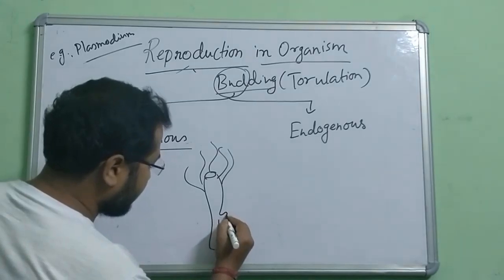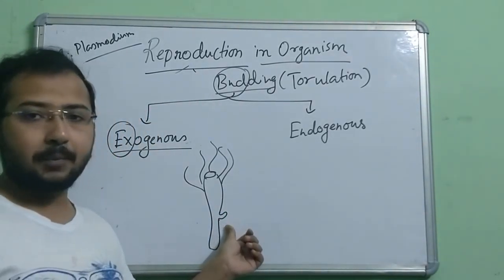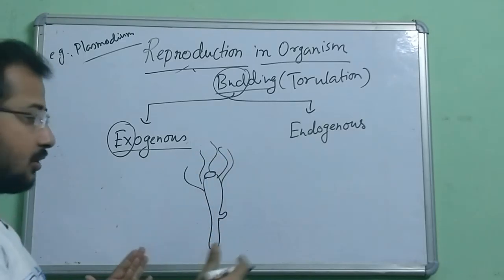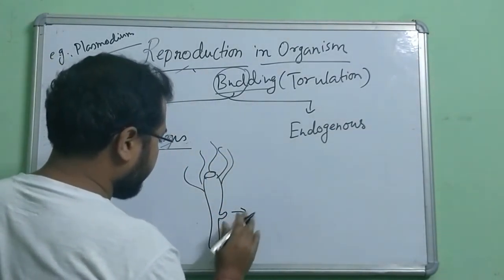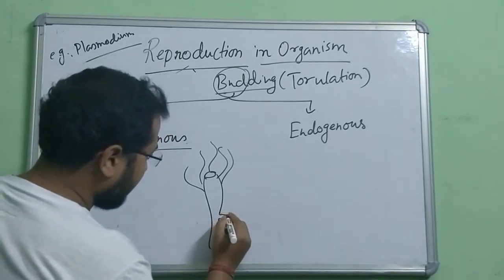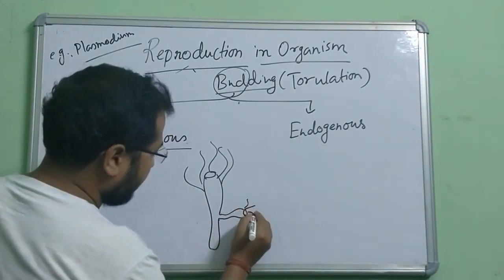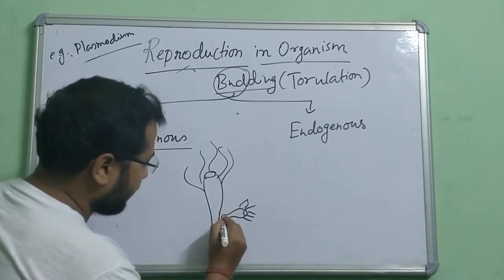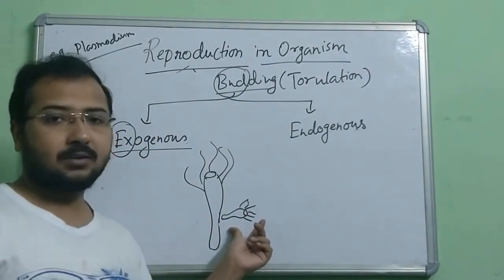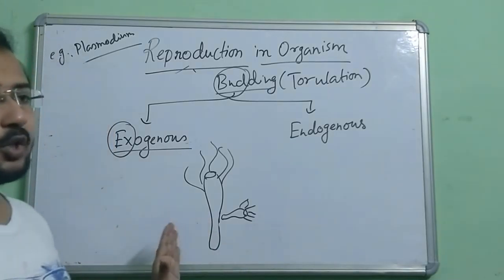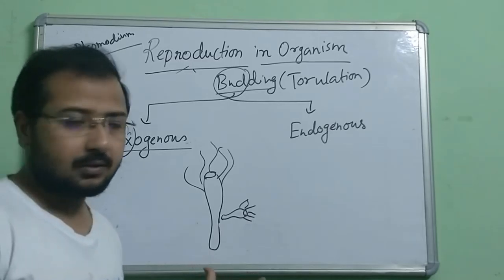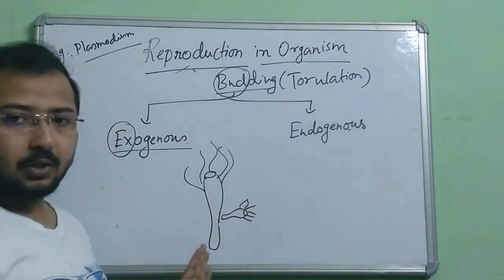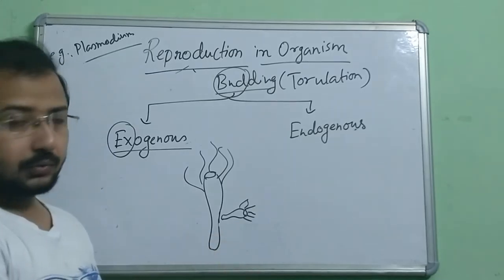So what happens is that initially a small bud grows, a small outgrowth from the main parent body. As time goes on, the bud matures and grows, until it becomes almost like the parent body. Then it gets detached from the main parent body and becomes a separate hydra. Hydra is an animal, so this is an example of exogenous budding: outgrowth from the body, detaching from the parent body, and a new hydra growing.